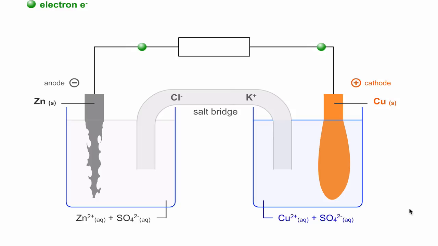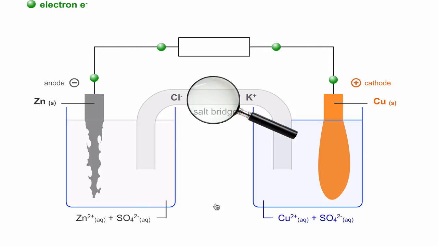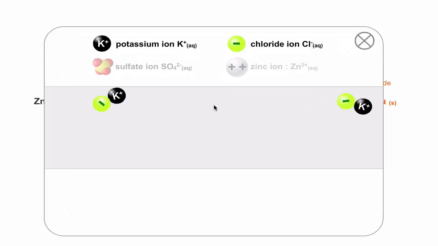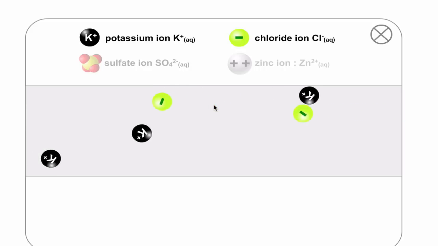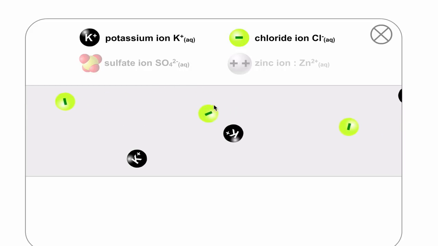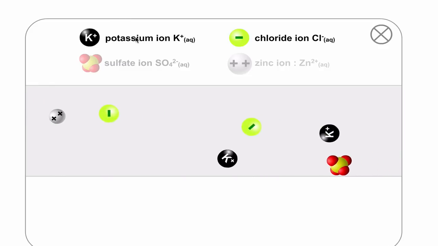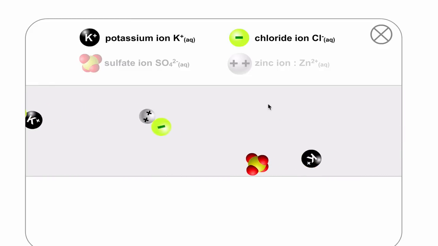Now, one thing that's very important to make the whole thing work is the salt bridge. Without the salt bridge, there wouldn't be a connection between these 2 vessels, and without that connection, we can't get electricity to flow. So let's take a look at what the salt bridge is doing for us. The salt bridge has a really simple job. It provides charge balance. Inside this particular salt bridge, we have potassium ions and chloride ions.